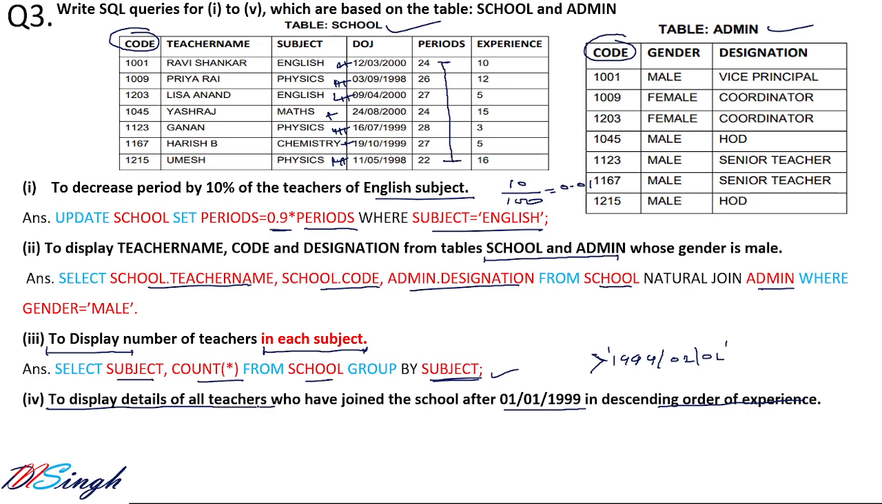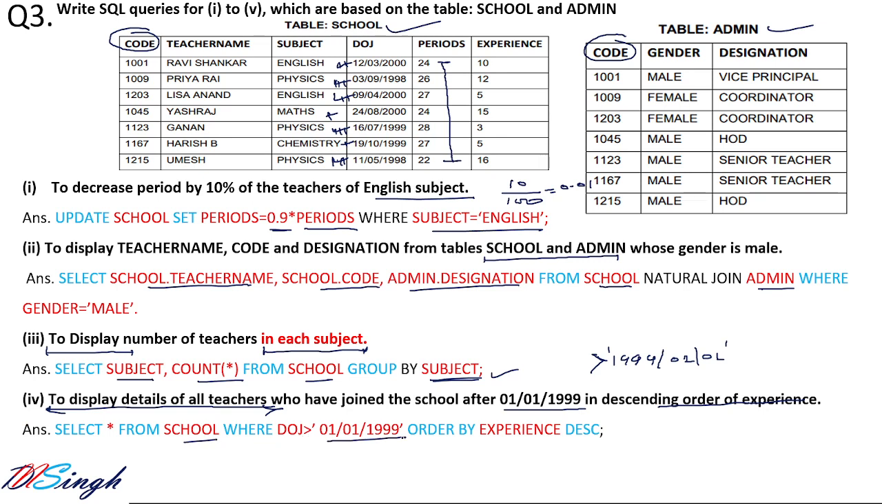To display the details of all the teachers. Display, which command are we going to use? Select command. All the teachers. So there is no specification how many columns you want. So what will you use? Star. So select star from school table name where DOJ is greater than this, order by experience DESC. So on what basis are you going to display them? Based on the experience, but in descending order. Do we have an experience column? Yes, we have an experience column in the school table. If you can see, this is the experience column.